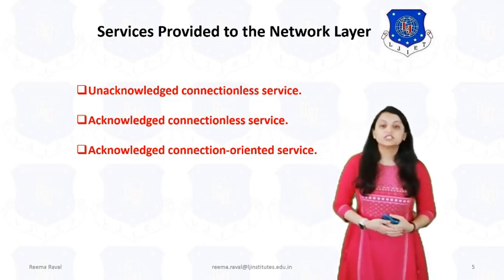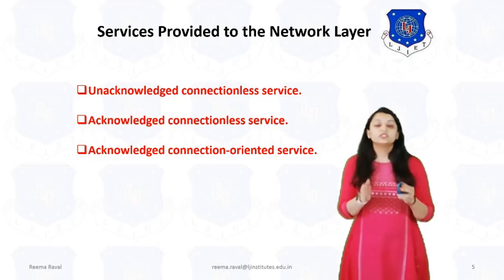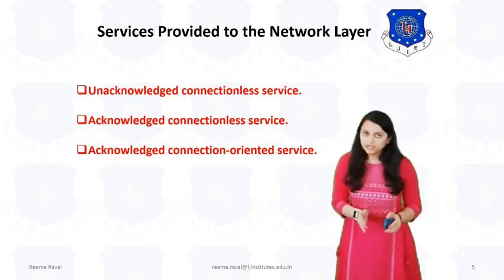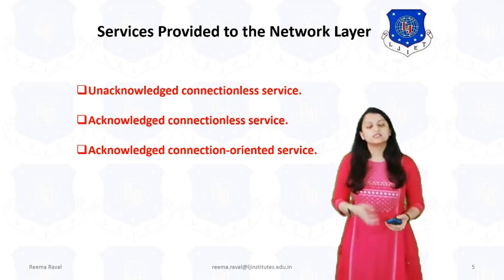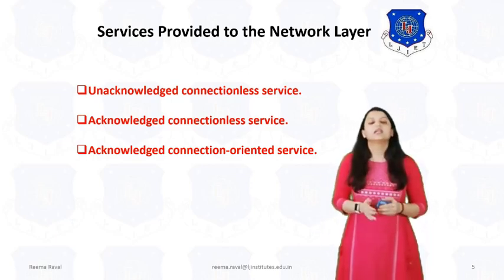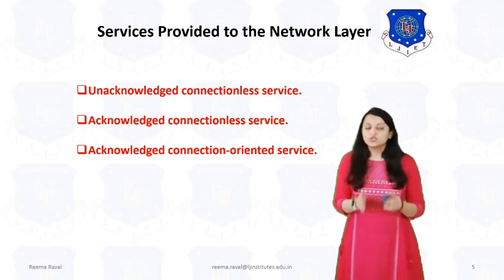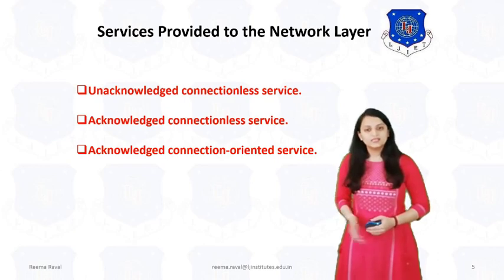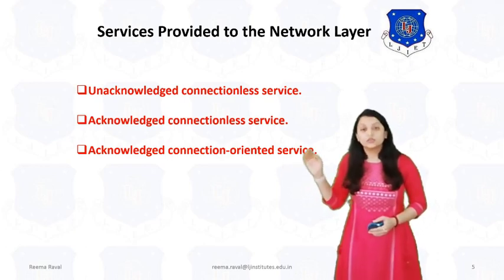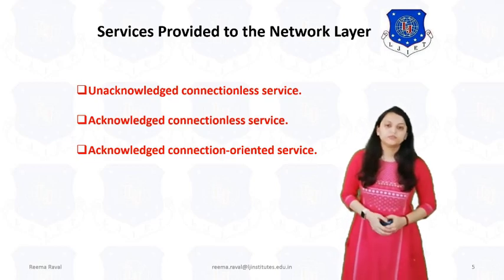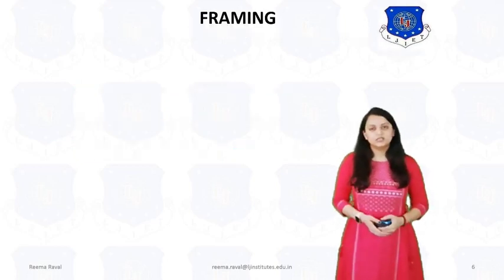Next is acknowledged connection-oriented service, which we can call a more reliable service because here the acknowledgement is received as well as it is a connection-oriented service where a dedicated physical path is established, so as to ensure the correct delivery of the data. So you can say that the acknowledged connection-oriented service is more reliable than the others. Now you can easily differentiate these.